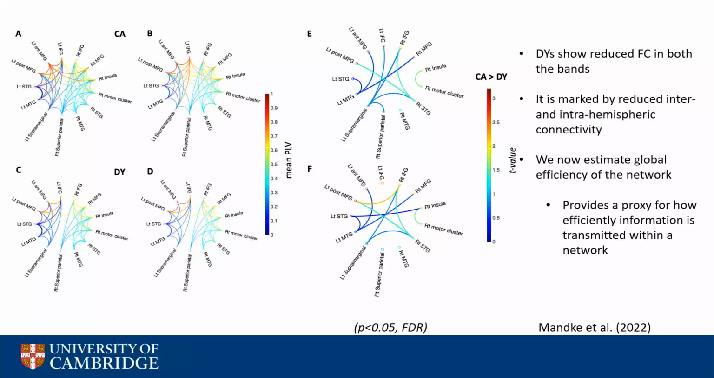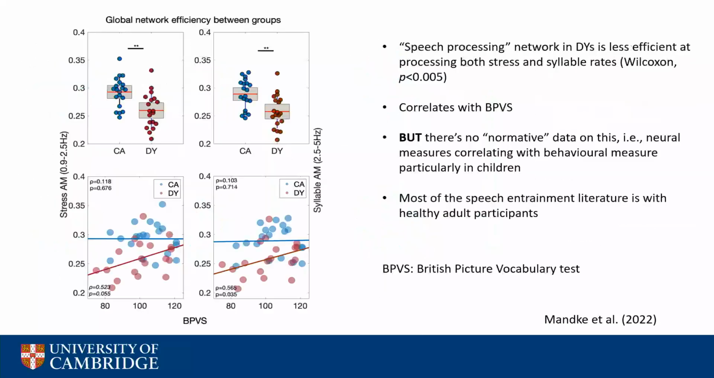We then put these individual maps through a simple graph theoretic measure called global efficiency, which is a proxy measure for how information is integrated in the network. And we see a very clear difference between controls and dyslexics. The global efficiency measures are also correlated with BPVS, the British Picture Vocabulary Test, where the tester essentially just shows pictures, says the word, and the children have to point it out.